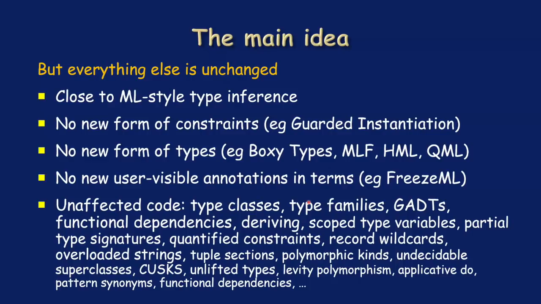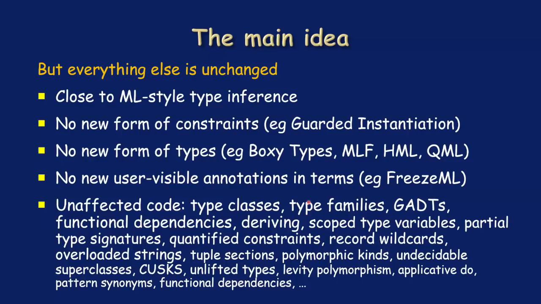There are no new forms of types. Other papers have suggested new forms of types. A paper that I was involved in introduced boxy types. No new types. This is ordinary old System F types. No new user-visible type annotations. We have these type applications, to be sure, but they are useful regardless. But there's nothing new related to impredicativity.